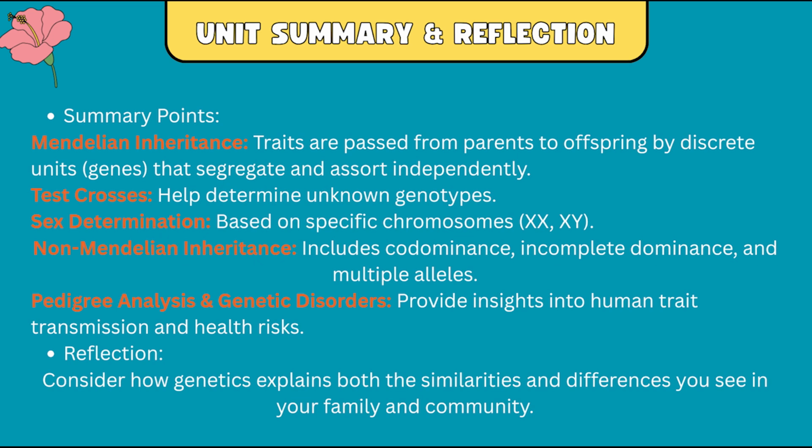To summarize today's lesson on Mendelian inheritance and beyond, we learned that traits are passed from parents to offspring through genes, as first explained by Gregor Mendel. Monohybrid and dihybrid crosses demonstrate how single traits and pairs of traits are inherited. Mendel's laws of segregation and independent assortment explain the predictable patterns we see in inheritance. Test crosses help determine unknown genotypes, and sex determination is based on chromosomes. Non-Mendelian inheritance, environmental effects, pedigree analysis, and genetic disorders add layers of complexity to how traits are passed on. So this is all about today's lesson. All of this deepens our understanding of why we are the way we are.